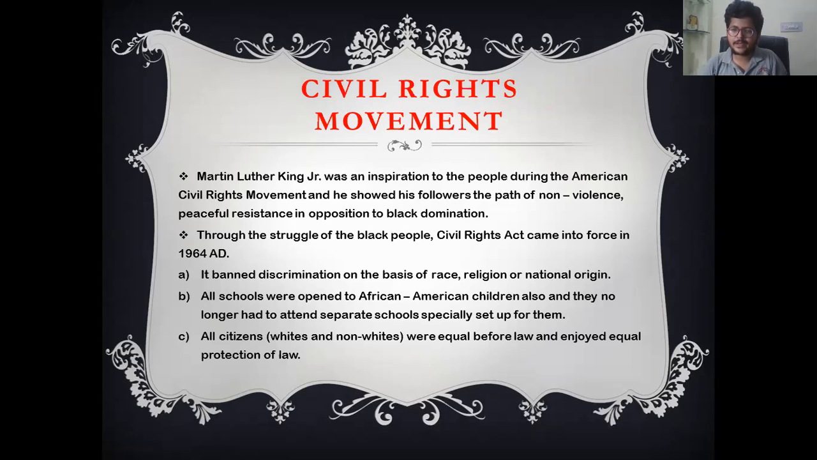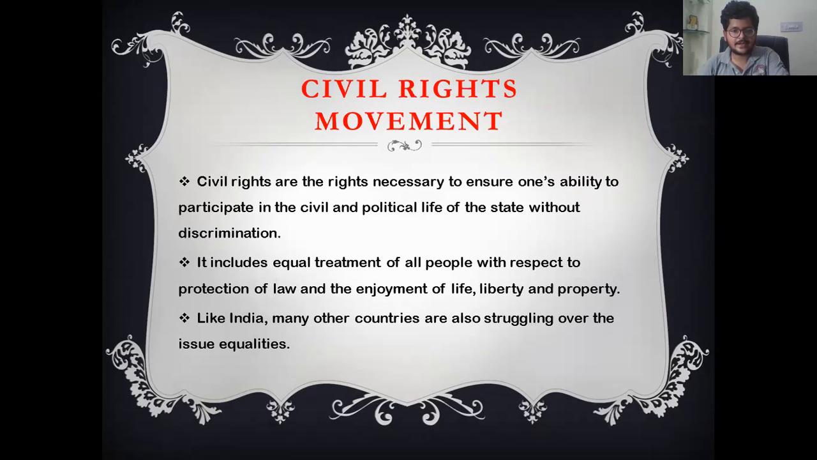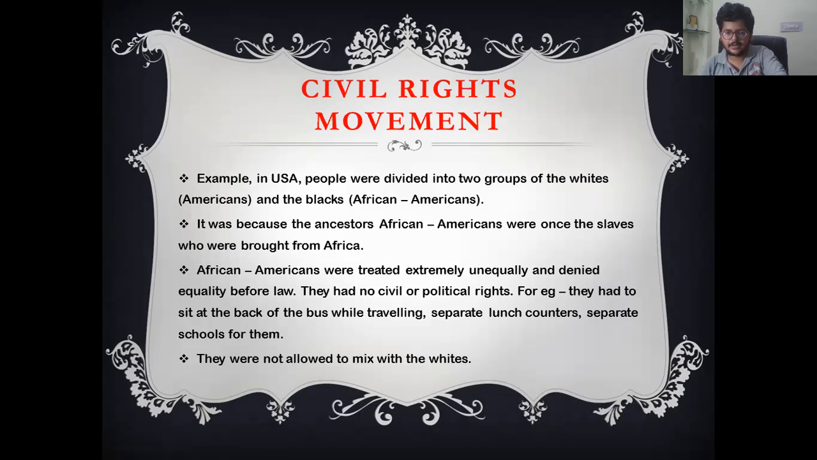So this was the civil rights movement. We have discussed that civil rights are rights which are necessary to ensure people's ability to participate in the civil and political life of society without any discrimination. It also includes equal treatment of people irrespective of social, economic, or political background. We have discussed the civil rights movement which started in the USA on 1st December 1955 by Rosa Parks, and slowly in 1964 AD, a Civil Rights Act came, which protected the rights of the African Americans in America.